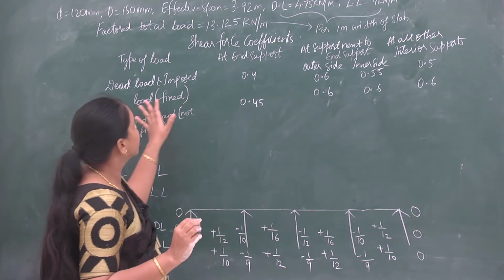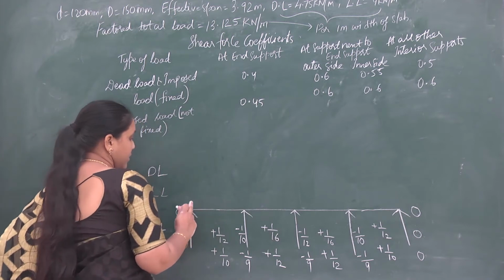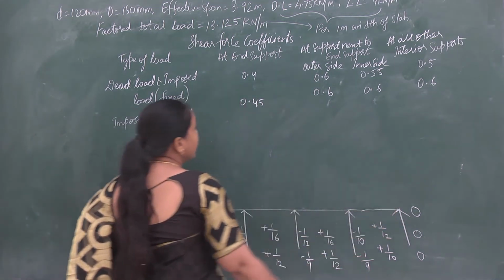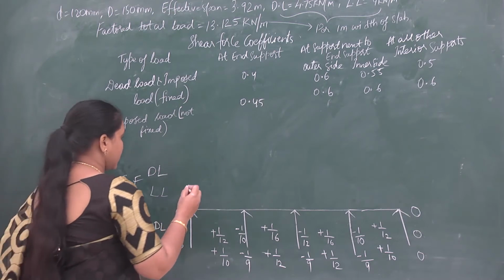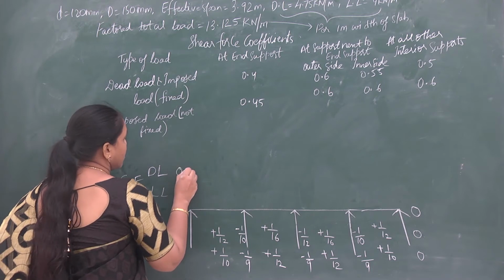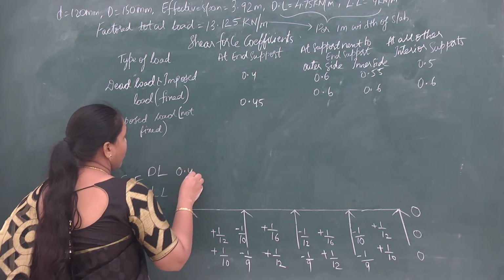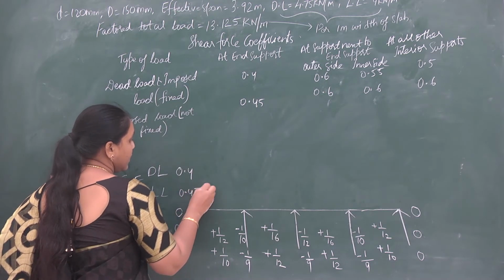First, at the end support. How many end supports do we have here? This is one end support and this is the other end support. So at the end supports, what is the shear force coefficient? The shear force coefficient is 0.4 for dead load and 0.45 for the live load.